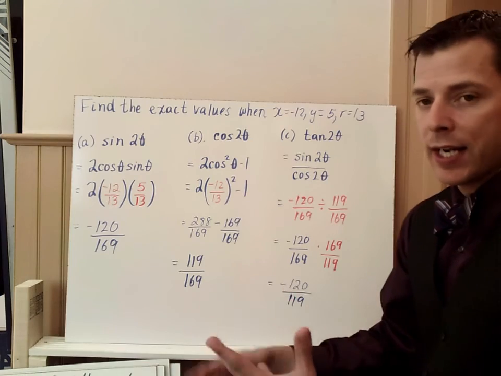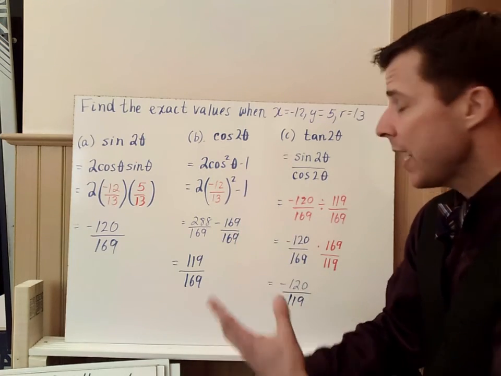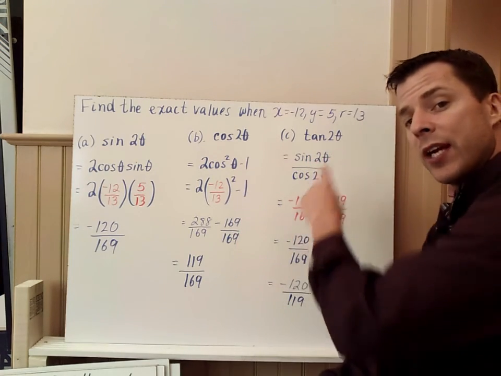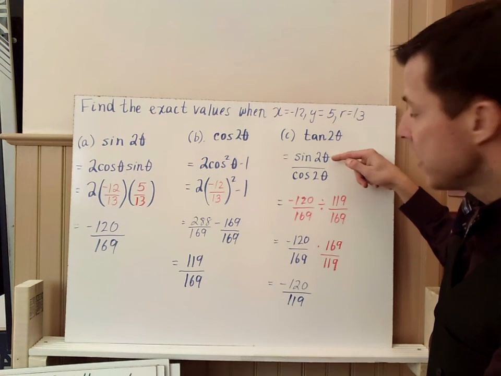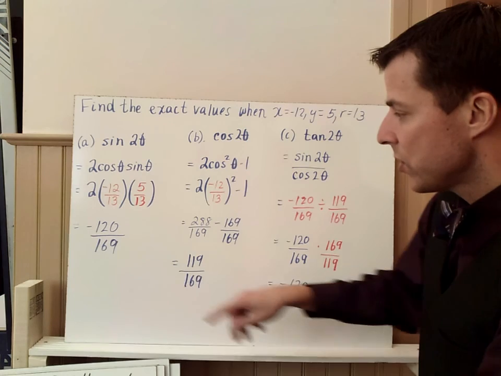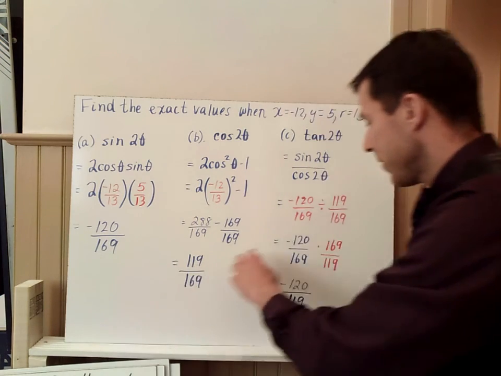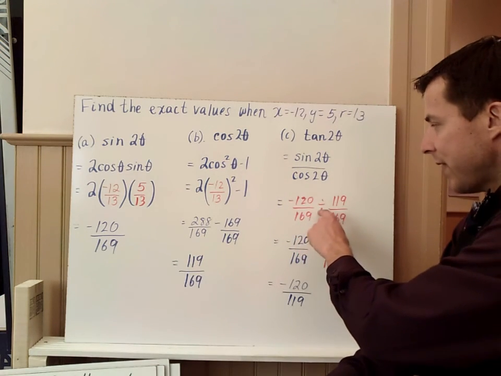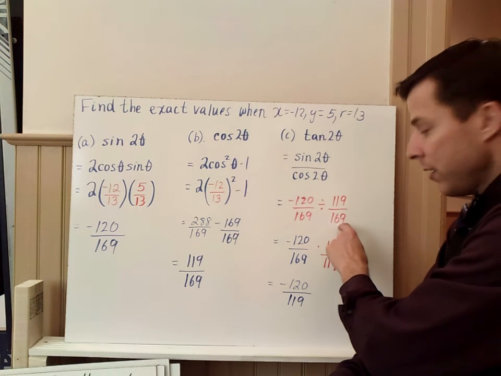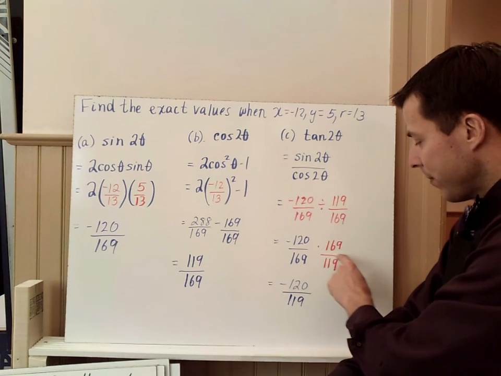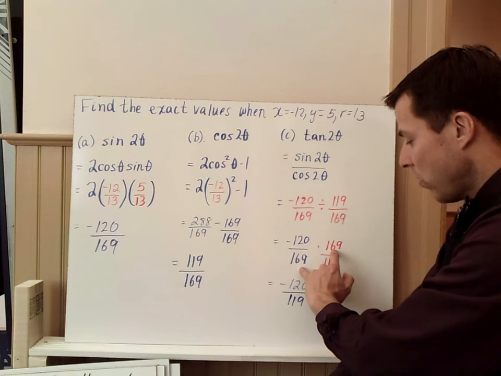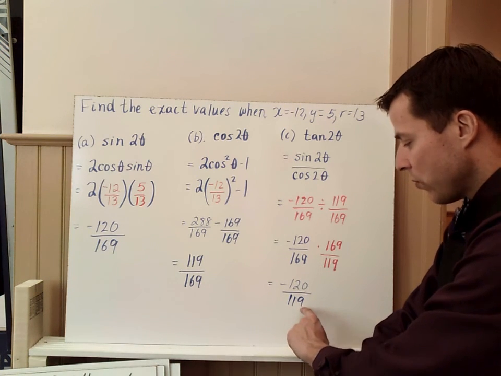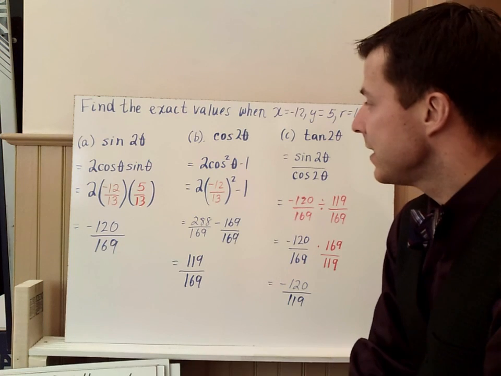Now, the last one I kind of, not cheat a little bit, but I used what I had. I have a formula for tangent of 2 theta, but I know that tangent of 2 theta is going to be equal to sine 2 theta over cosine 2 theta. So I just took my two previous answers, and I have sine 2 theta divided by cosine 2 theta. When I divide a fraction, I flip it and multiply by its reciprocal, and I did that here. My 169's become 1, so I'm left with -120 over 119.